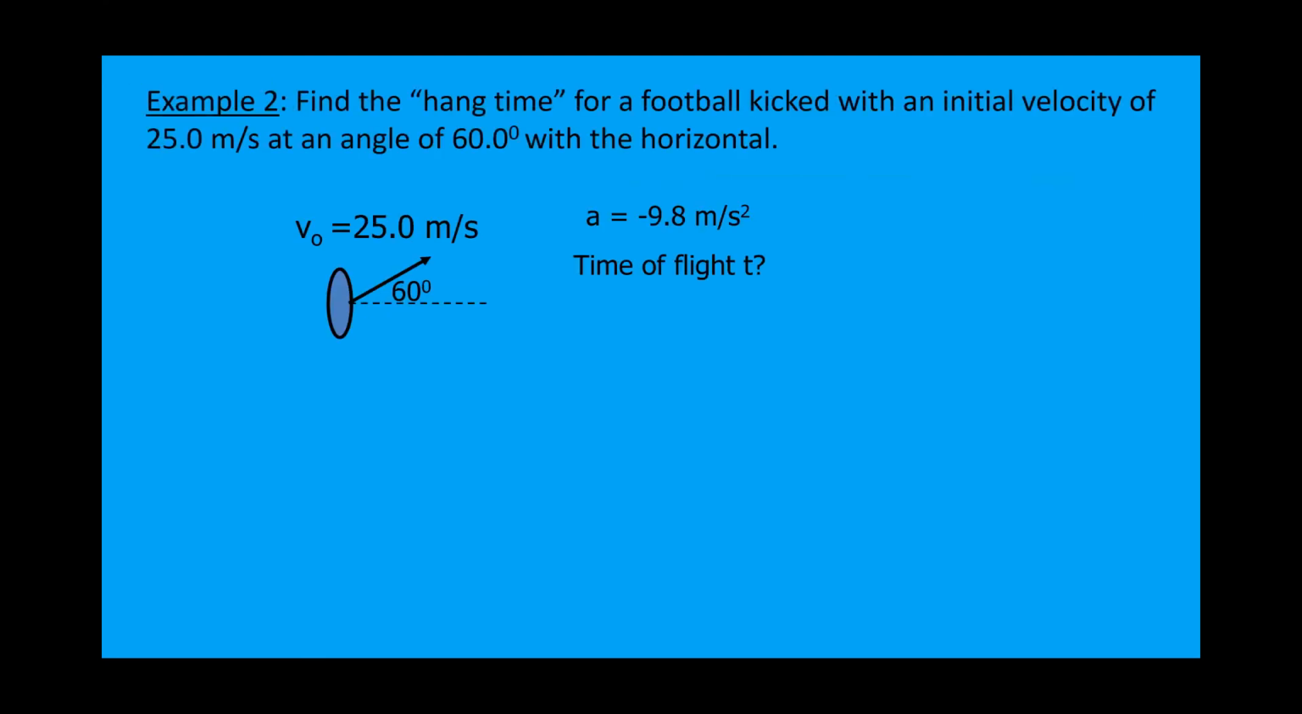All right, so now we've got a second one. What is the hang time for a football kicked with an initial velocity of 25 meters per second at an angle of 60 degrees with the horizontal? Hang time is a term we generally only use in soccer and football, trying to figure out how long the ball's in the air. For football, especially when it's punted, it's helpful for the special teams to know that value and to maximize that hang time.